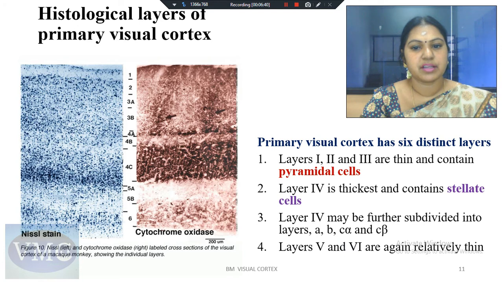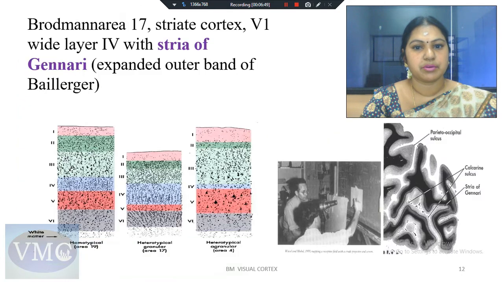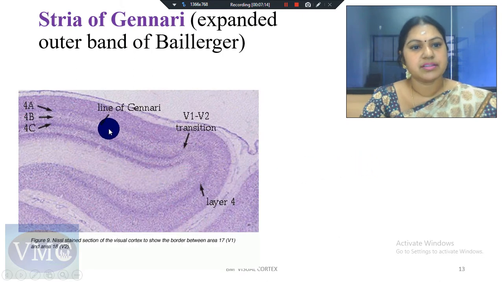Layer 4 is very, very important. Many relays of color vision information occur here, and other information as well. So layer 4 is very, very important. Here in Brodmann's area 17 or the striate cortex V1, there is a wide layer 4 with the stria of Gennari. It looks like striations when you look into layer 4, and this is called the stria of Gennari. So here you can see the lines of Gennari.